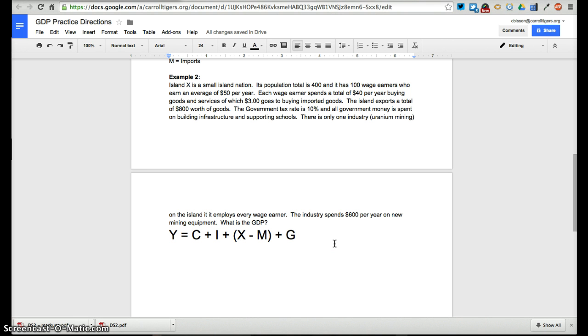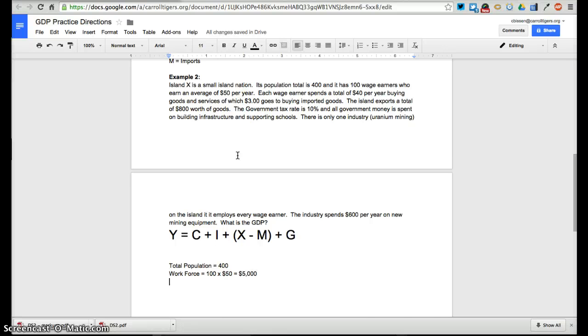I'm just going to read through this again slowly. Okay, it says its population total is 400. Okay, so I'm going to try and write down the things here that I think that I might need to know. Okay, I'm going to say total population 400. It has 100 wage earners. So I know that my workforce is made up of 100 people. Okay, those people make on average $50 per year. Okay, so if I take my 100 workers times my $50 per year, I know that I will have $5,000.